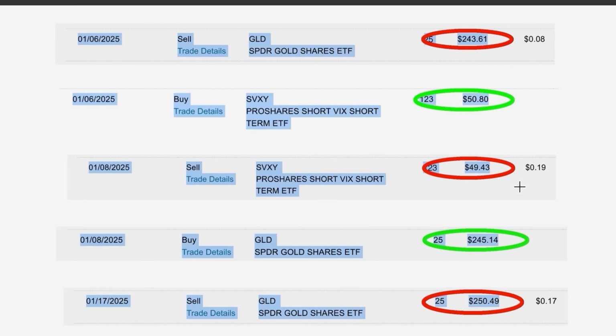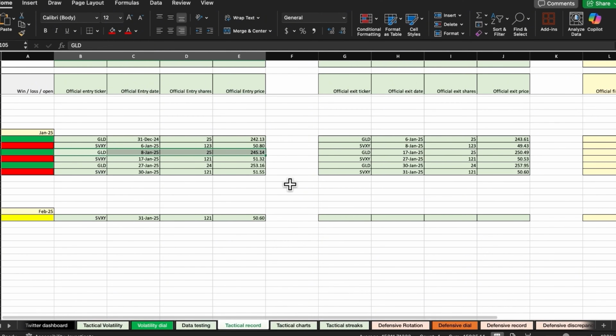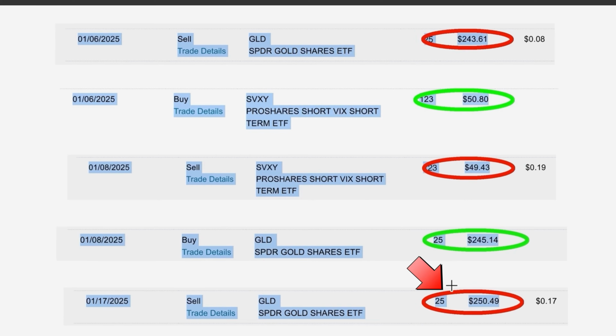Ignore these trade fees for a second. I'll just mention that at the very end. But you can see when you buy, there is no trade fee associated with that. But then it appears like this position was held until the 17th of January. This position was profitable, sold at 250.49. So that would be right there, 250.49.